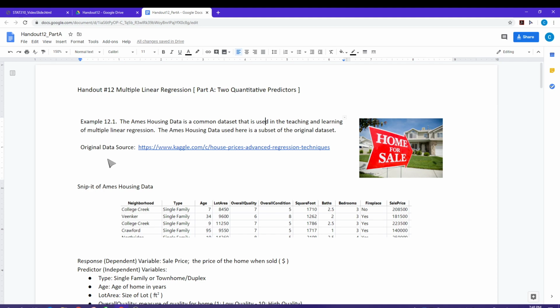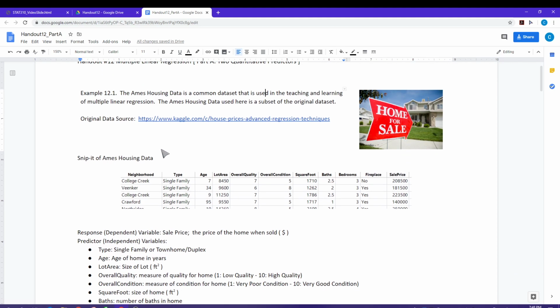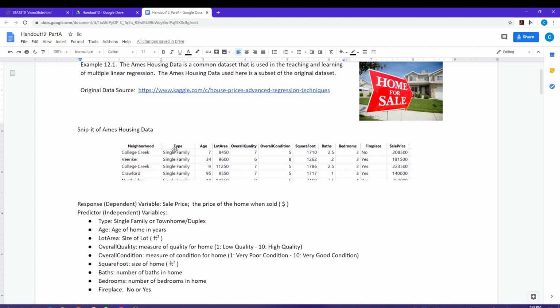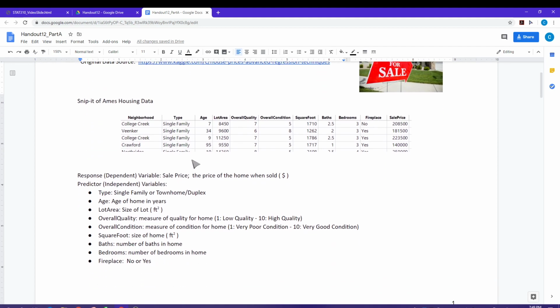So this handout is going to use the Ames housing dataset. The Ames housing dataset contains information about homes from Ames, Iowa. And it is a common data set that is used for the teaching and learning of multiple linear regression. I provided a snippet of the data set here in the middle of the screen.